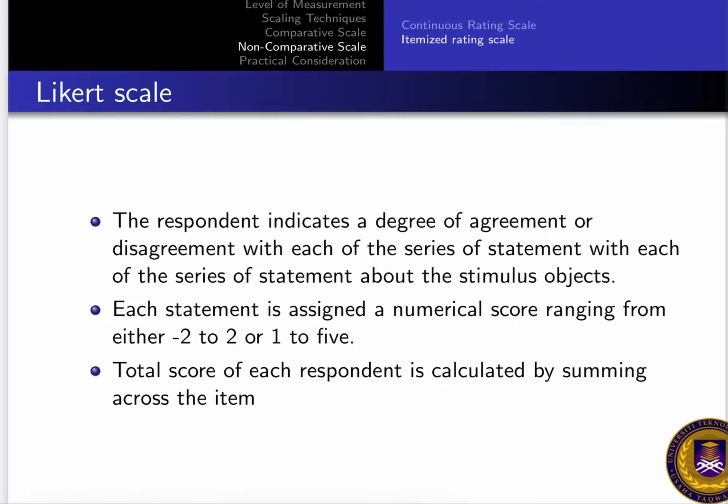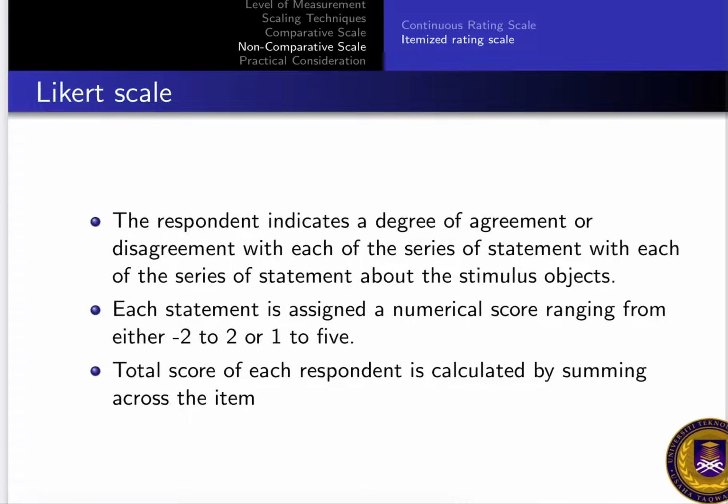Under non-comparative scale, we have the itemized rating scale. We have three types in the itemized rating scale. The most famous one is the Likert scale. I think you know what a Likert scale is, and you are familiar with it.